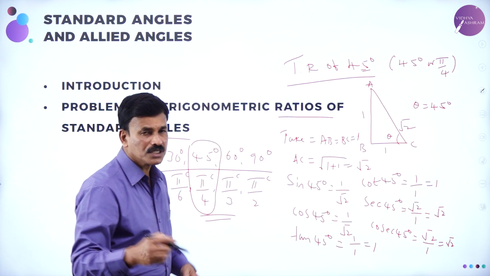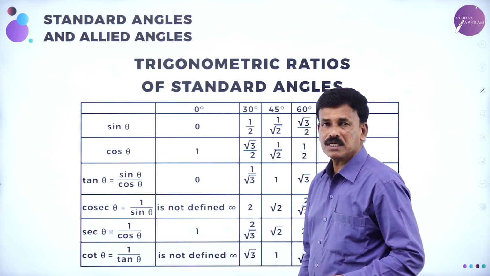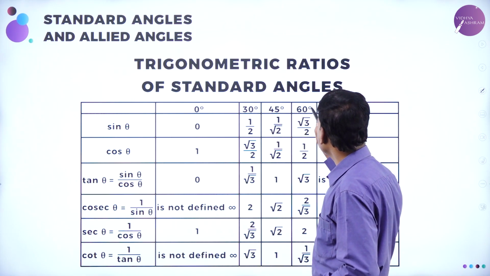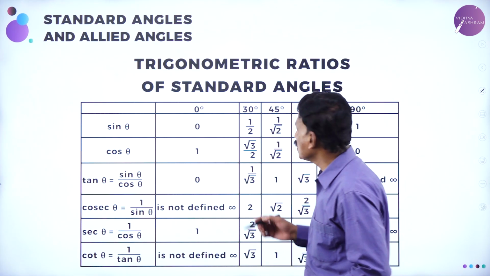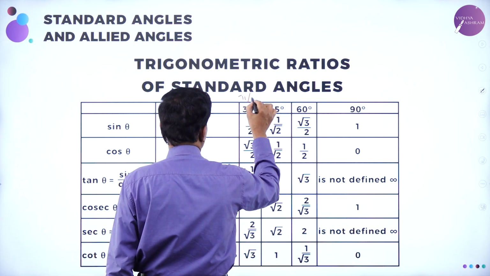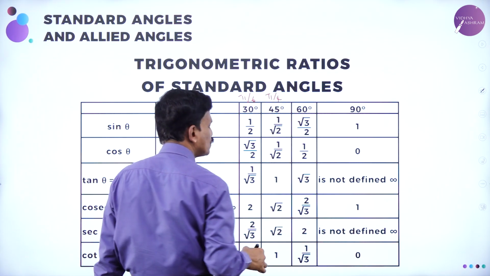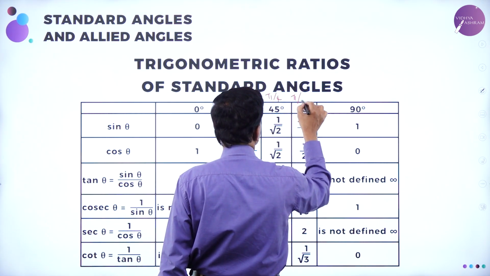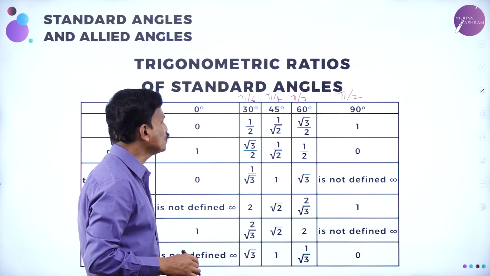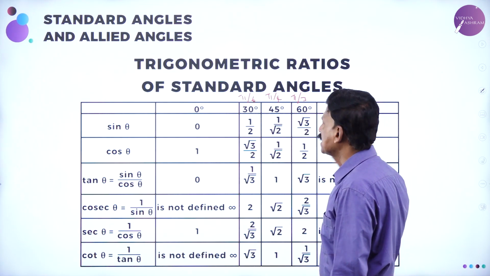Now, let me write down the table of how they are related. This is very important: trigonometrical ratios of standard angles. 0 degrees, 30 degrees, 45 degrees, 60 degrees and 90 degrees. 30 degrees can also be written as pi by 6 radians, then pi by 4 radians is 45 degrees, 60 degrees is equal to pi by 3 radians and 90 degrees is equal to pi by 2 radians. Now, let us write 0 degrees, 30 degrees, 45 degrees, 60 degrees and 90 degrees.